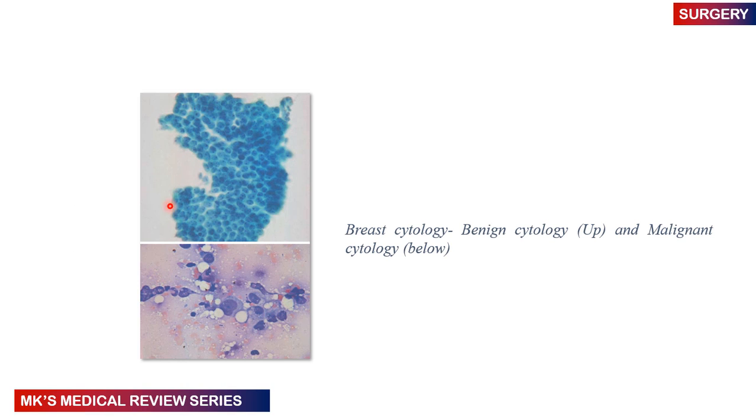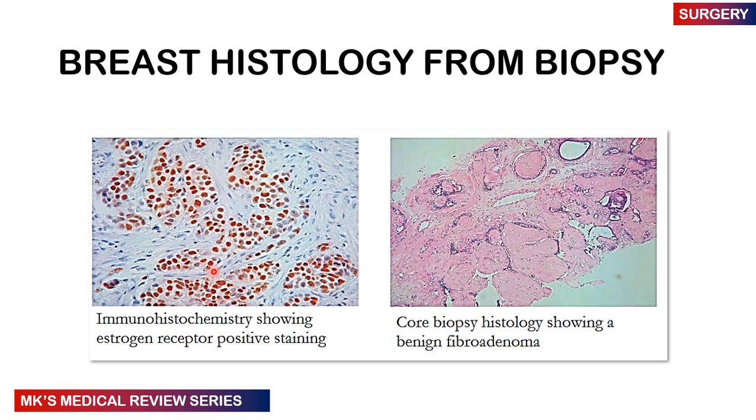So here's what it looks like. Here on top you have a benign cytology. So these are normal breast cells. Then here you have malignant cytology. So these are malignant cells. You can notice the striking difference between the two images. Then here you have immunohistochemistry, which is going to be showing estrogen receptor positive stains. And then here's a core biopsy and histology showing a benign fibroadenoma in this image here.